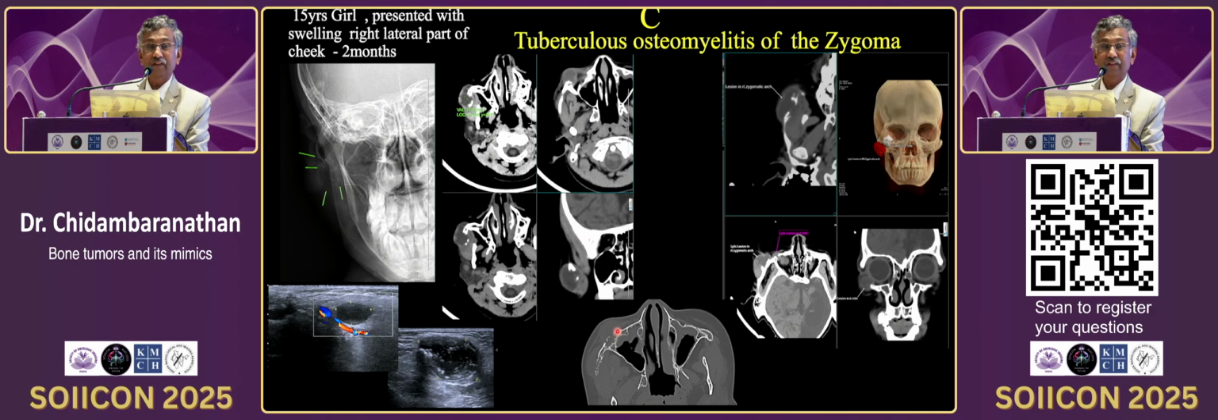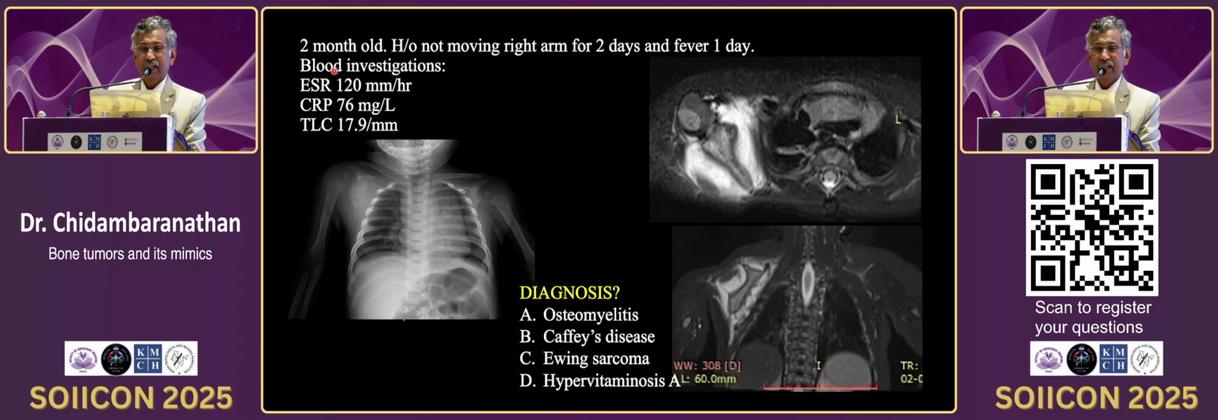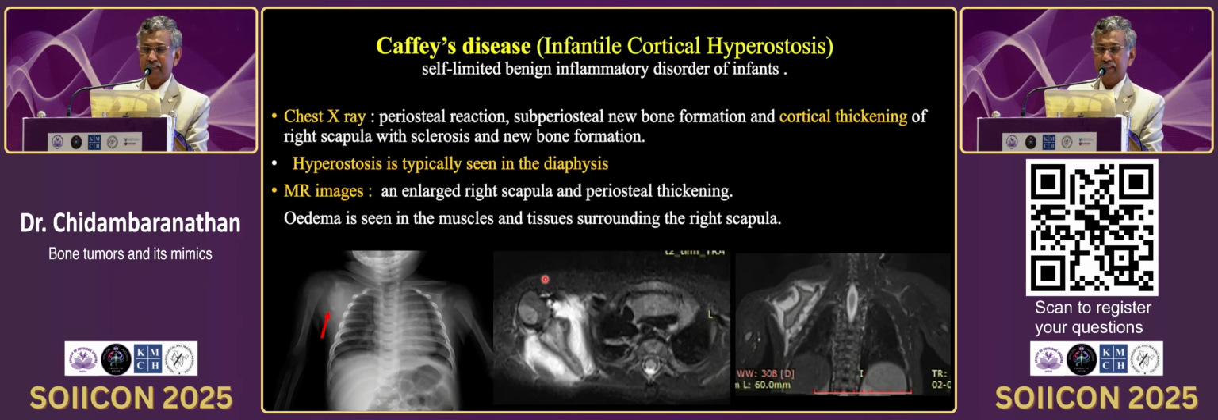This is a tuberculous lesion. Tuberculous lesions can often mimic anything in our countries. Okay, this is a 2 month old child having thickening involving the scapula and sclerotic margin. Is it osteomyelitis, CRMO, Caffey's disease, Ewing sarcoma, or hyperostosis? All conditions can have a similar appearance, but this is Caffey's disease, infantile cortical hyperostosis. Cortical thickening and typical hyperostosis are key findings of the feature.